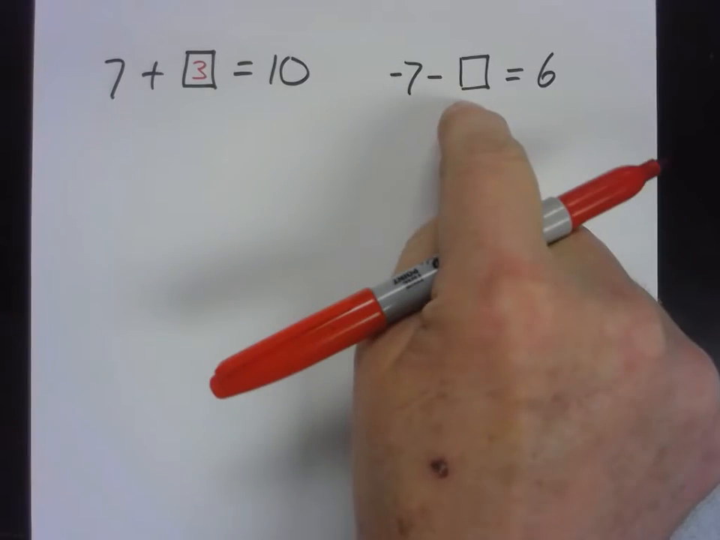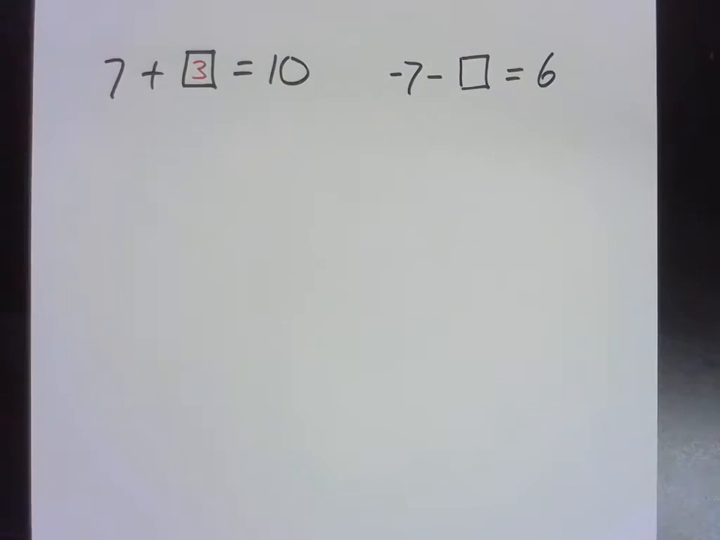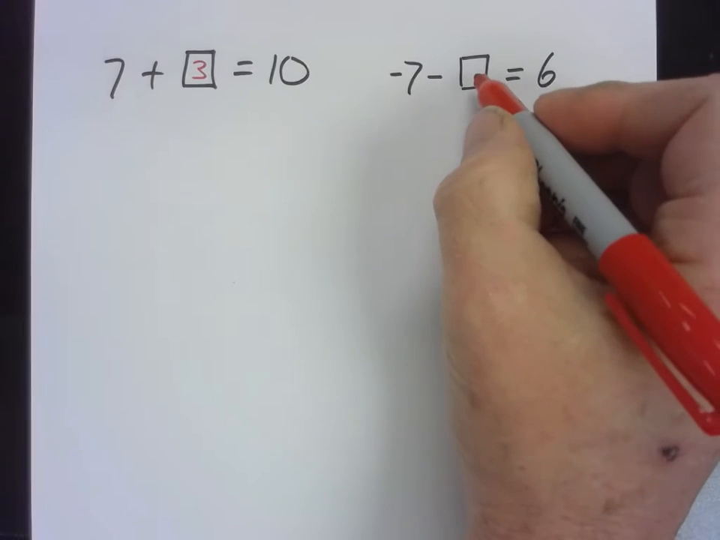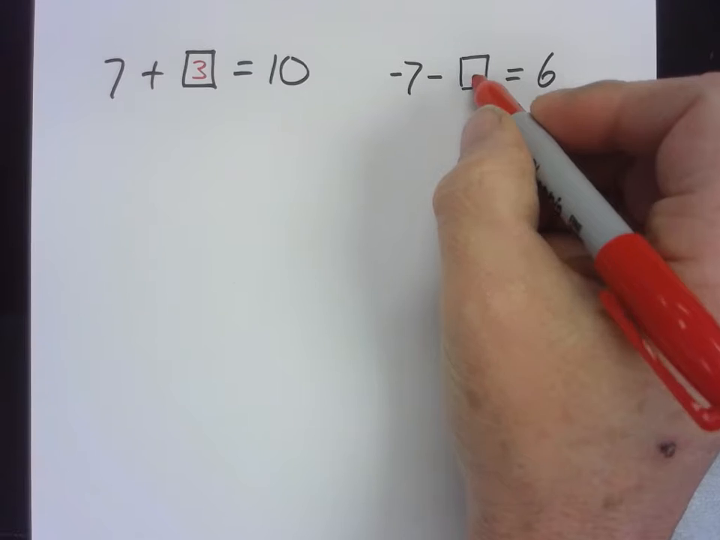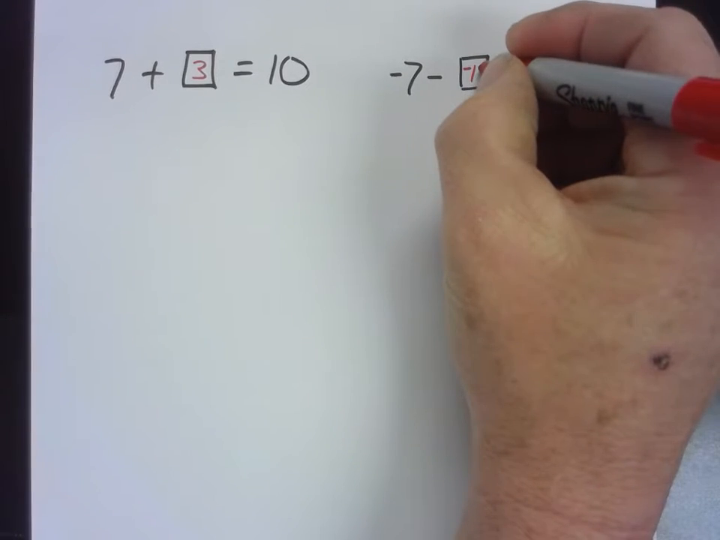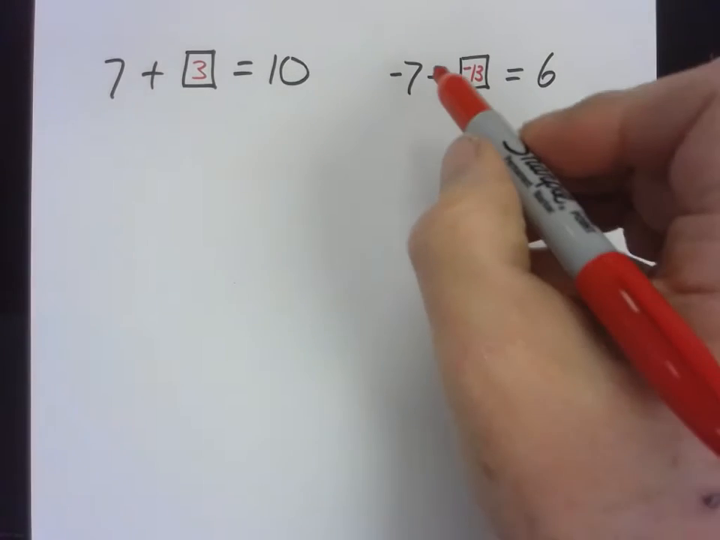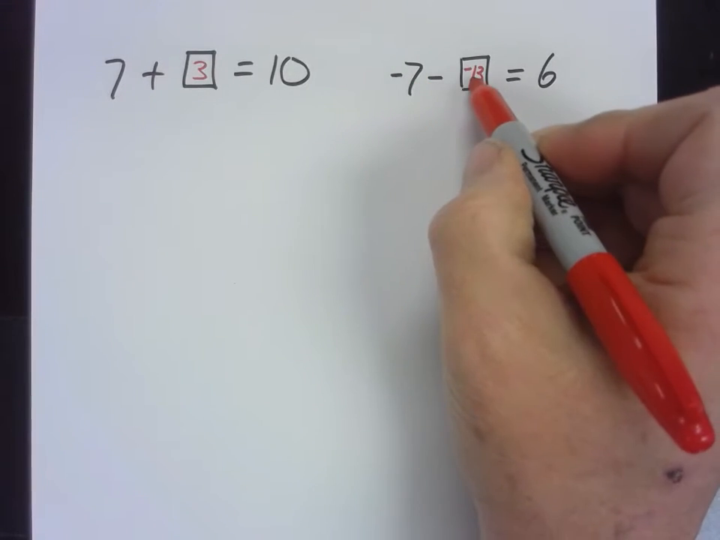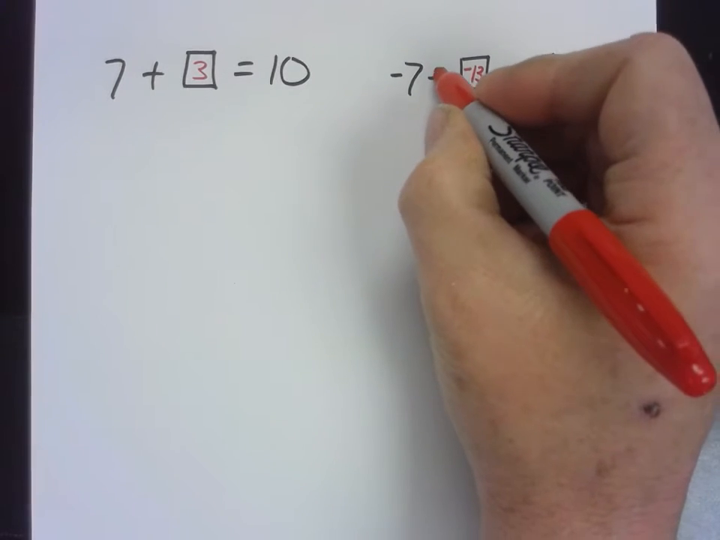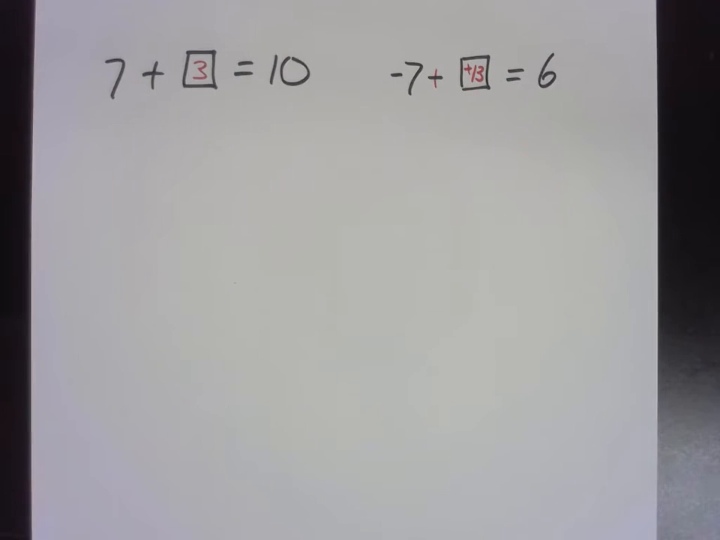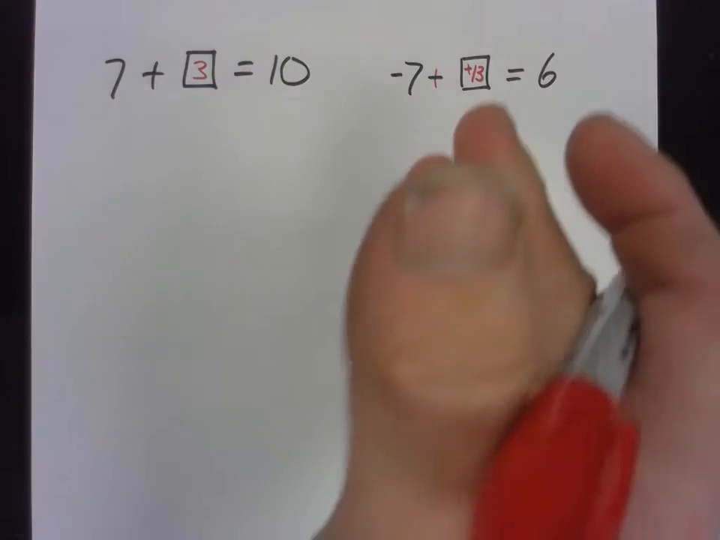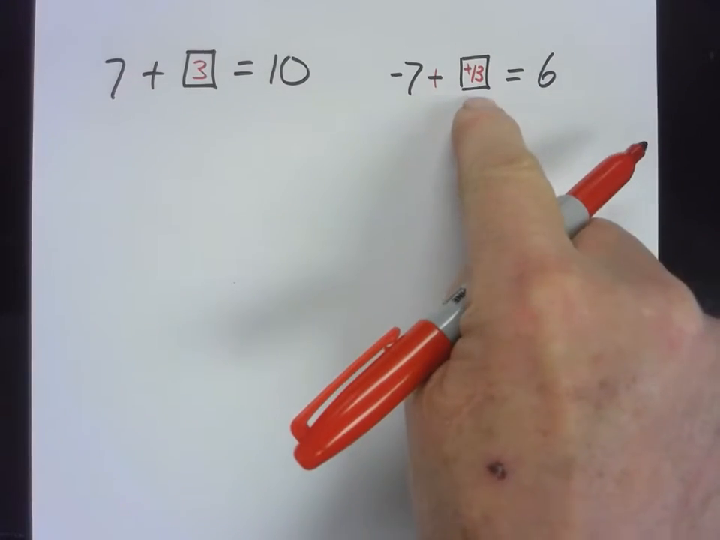Now this one, we have to think a little bit more about, don't we? What number? Negative 13. Negative 13? Yeah. I think that might be right. If we put a negative 13 there, negative 7 subtract negative 13. Does that work? That works, doesn't it? That was a little bit of a thinker there, wasn't it? Okay, you have to get the addition, so we had to subtract a negative number.